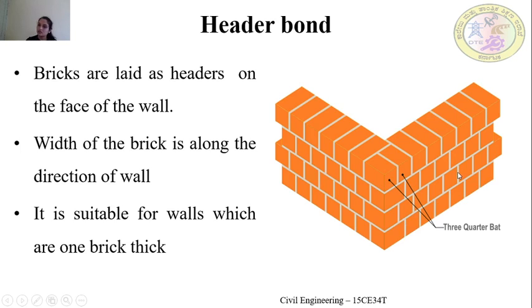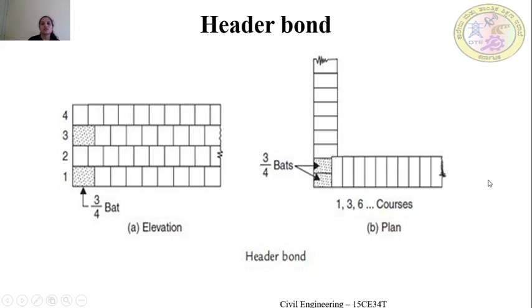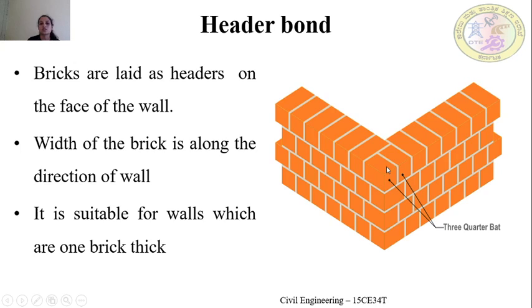Again, come to the second course of brick. Here also they have placed the header facing. So header bond means bricks are laid as headers on the face of the wall. The width of the brick is along the direction of the wall, and usually it is suitable for walls which are 1 brick thick. Here you can observe this is the 1 brick thick wall. In the next slide, I have put the elevation and the plan also. Okay, this was the isometric view.